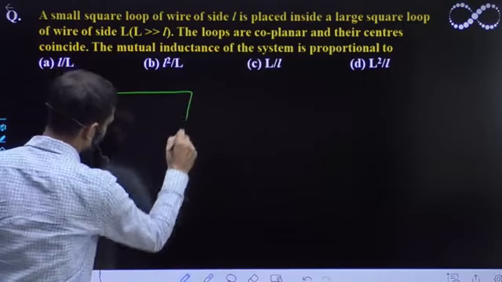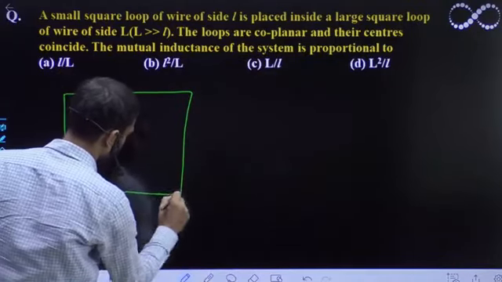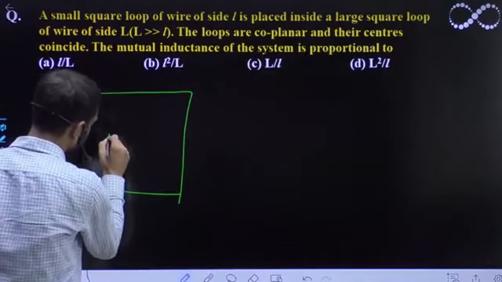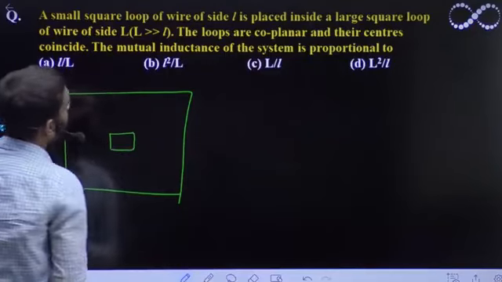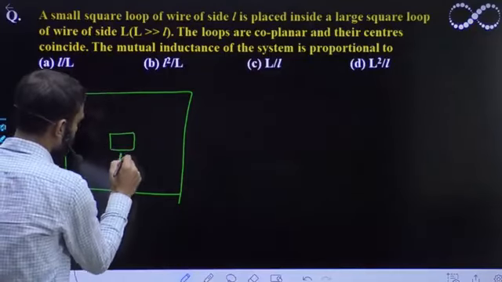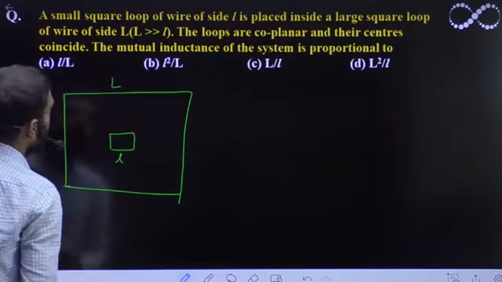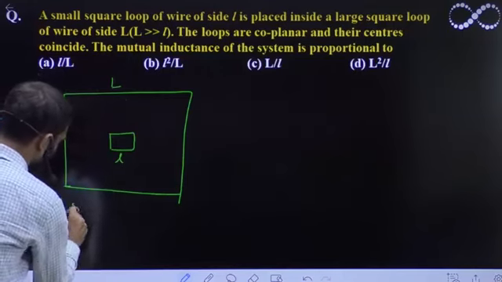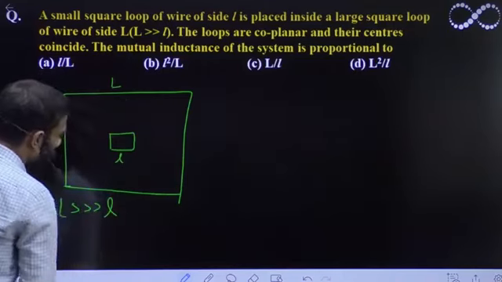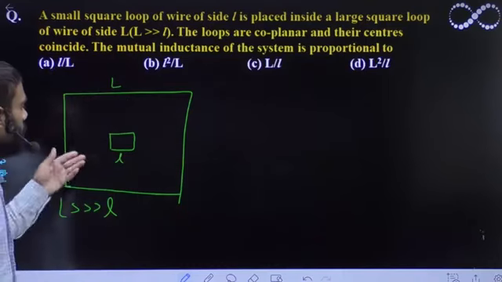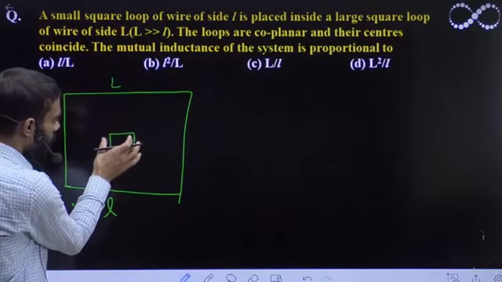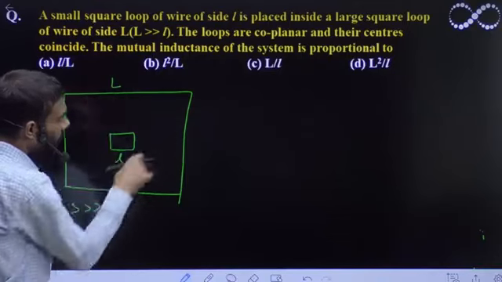So this is your larger square, okay, and a very small square is kept at the center, and the length of this one is l, and this one let us take the capital L, and it is given in the question that L is very large compared to small l. So for the purpose of solving this question, I can assume that ये जो smaller square है, it is almost at the center of the bigger square.